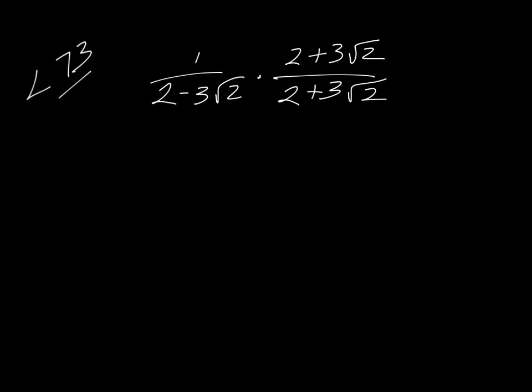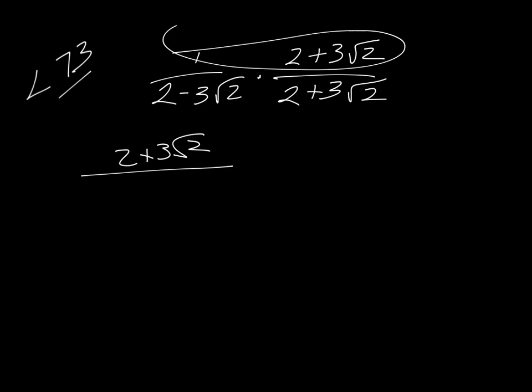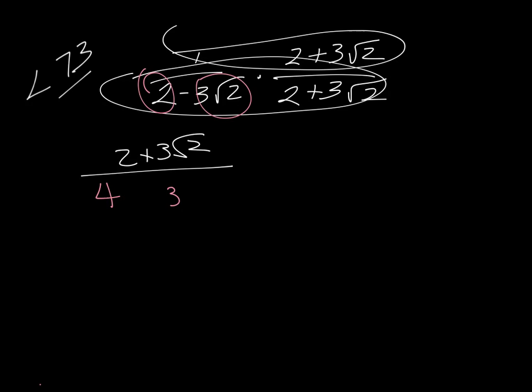Okay, so we multiplied our numerators, and that didn't change because we're multiplying by 1. And down here, when we multiply by conjugates, we square the first term, we square the second term, and we put a minus sign between them. Alright, so let's go ahead and square that.